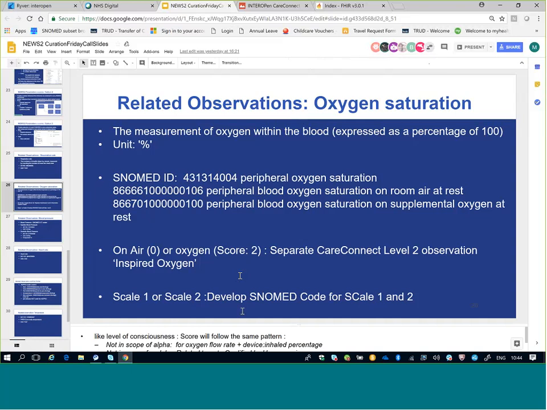Neither will we be sending any kind of information about the current oxygen flow rate of this patient, or the inhaled device, because technically all these things could be sent, but for calculating the NEWS2 score as such, all we need to know is scale one and scale two and their subscores. All that other information is more decision information, which might be used in deciding which scale is to be used. So that's the oxygen saturation.